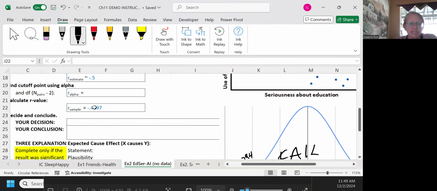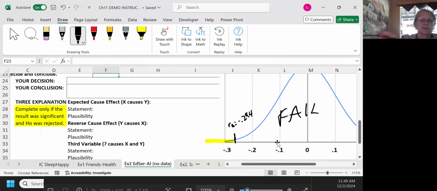So I actually went ahead and did the calculation. Let me write this in here. R alpha equals negative 0.294. And you can see I actually went ahead and did the calculation, and I found our sample value of minus 0.4497. So now we can go ahead and plot that point. I can see here, here's the minus 0.2, minus 0.3, minus 0.4497 is going to be somewhere way out here. So our sample equals minus, and I'll round that to 0.45.